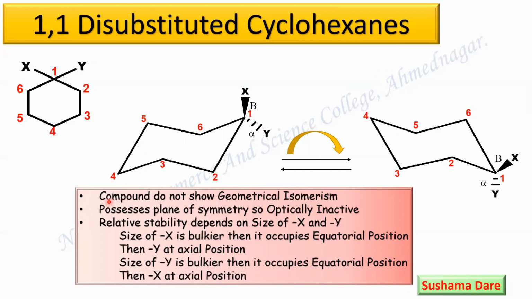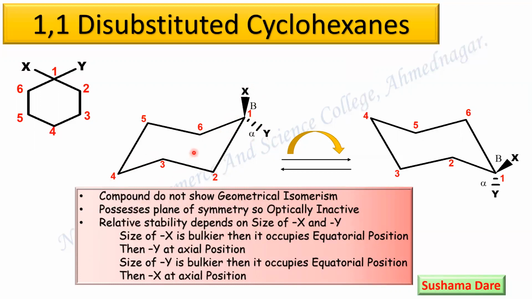Now, we already discussed that this compound does not show geometrical isomerism. The reason is that both the substituents are present on the same carbon atom, so you cannot have cis and trans possibilities. The second point: it possesses a plane of symmetry. If you pass the plane through carbons 1 and 4, there is symmetry. So a plane of symmetry is present, hence it is optically inactive.